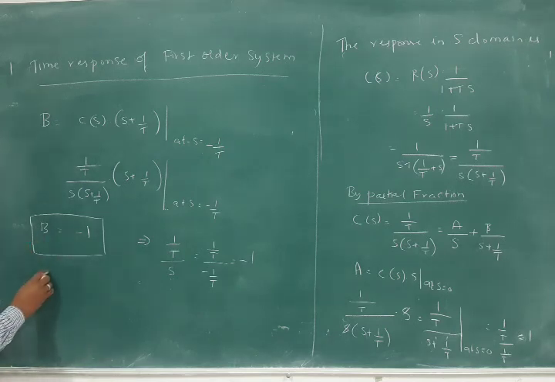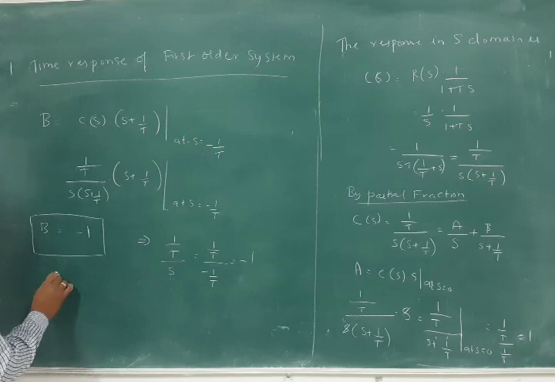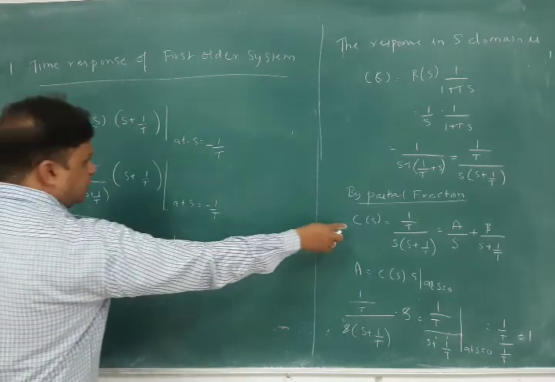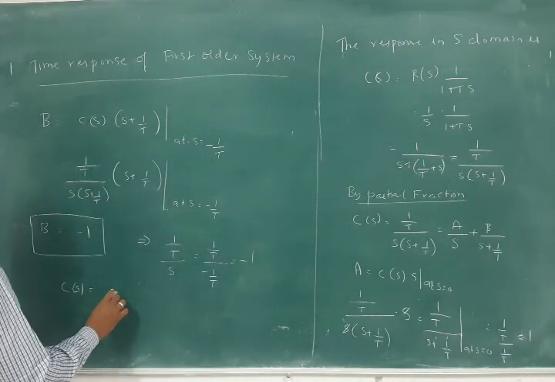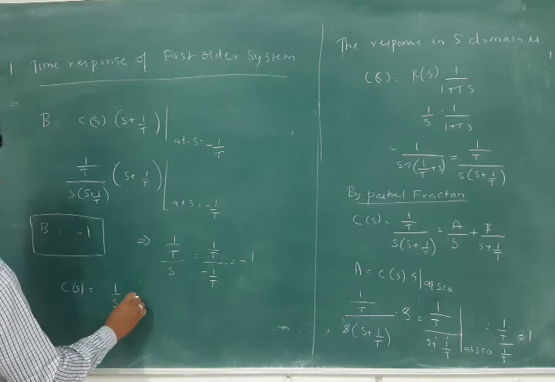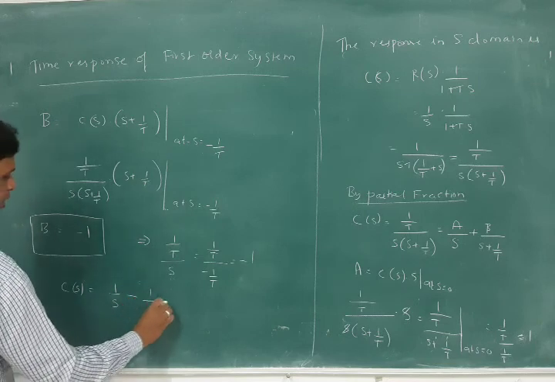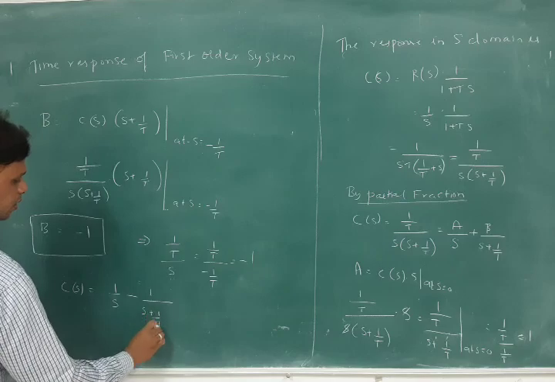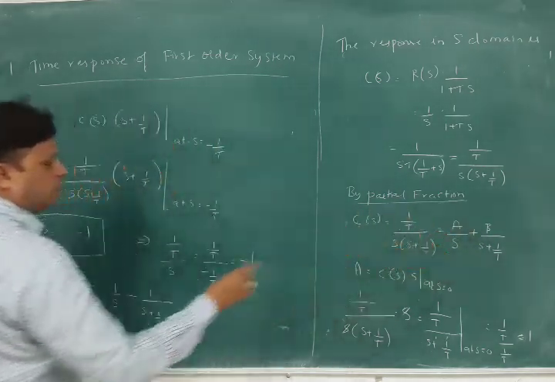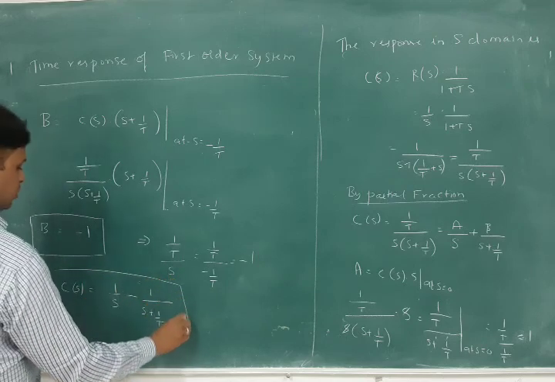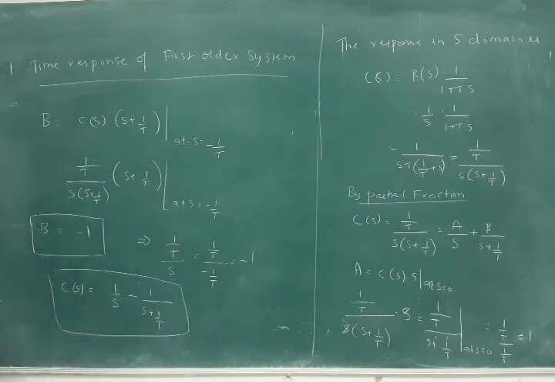Now, write the transfer function for it. As we wrote the equation for the partial fraction, c of s is equal to 1 by s minus 1 by s plus 1 by t, in this form. We got a and b values by solving the partial fraction, and we got c of s is equal to 1 by s minus 1 by s plus 1 by t.